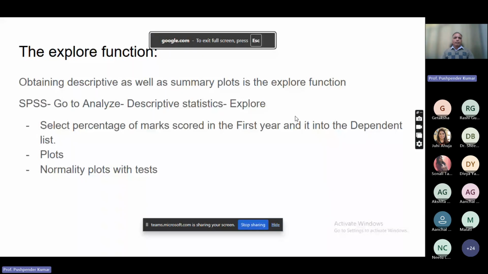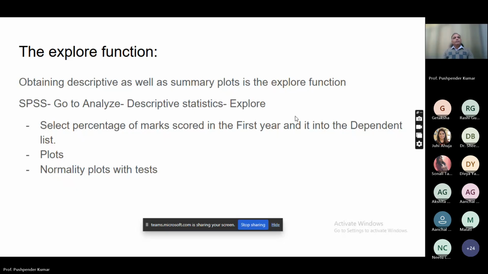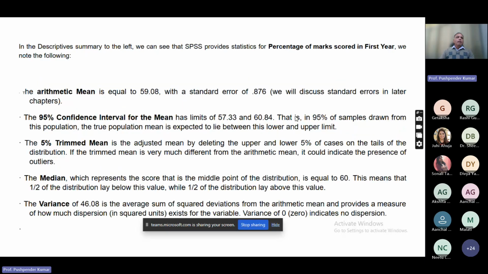So the explore function in SPSS will give you this. Select percentage of mass score in the first year. Now you can plot it, whether it's normal or not. Now, what would be the output when you run it and what would be the interpretation? As per the thumb rule, you will get variance, median, arithmetic mean, confidence interval.